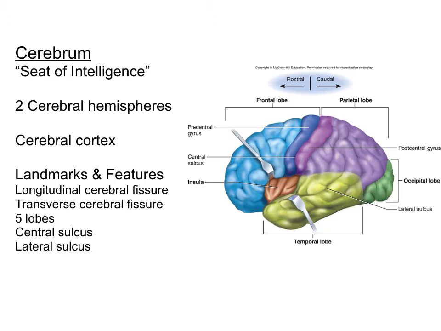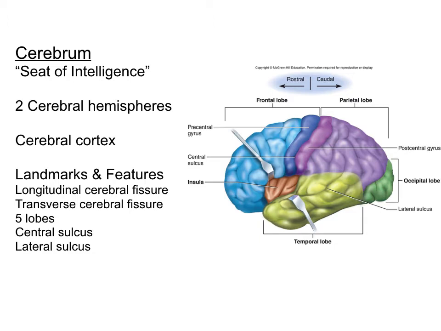Now, your cerebral cortex is divided into 5 lobes. 4 lobes are nicely named after the bones that they are deep to. So your frontal lobe is deep to the frontal bone. The parietal lobe is deep to the parietal bone. The occipital lobe is deep to the occipital bone. And the temporal lobe is deep to the temporal bone.